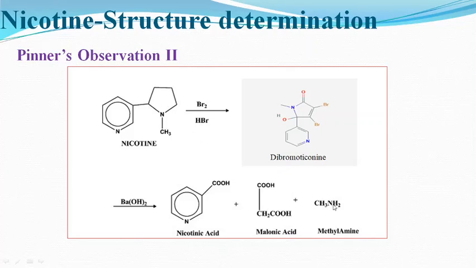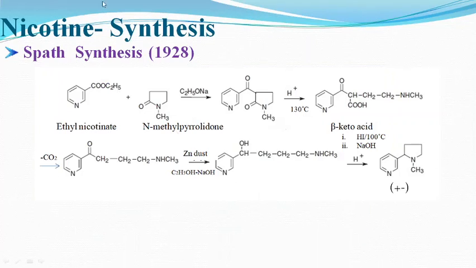This justifies the following. Nicotinic acid is formed when cleavage takes place from here. Methylamine is formed, and the cleavage takes place in the presence of barium hydroxide, yielding the 3-carbon malonic acid. Thus, the two observations of Pinner justify the structure of nicotine. Finally, the structure has been confirmed by the synthesis which was given by Spath in the year 1928.